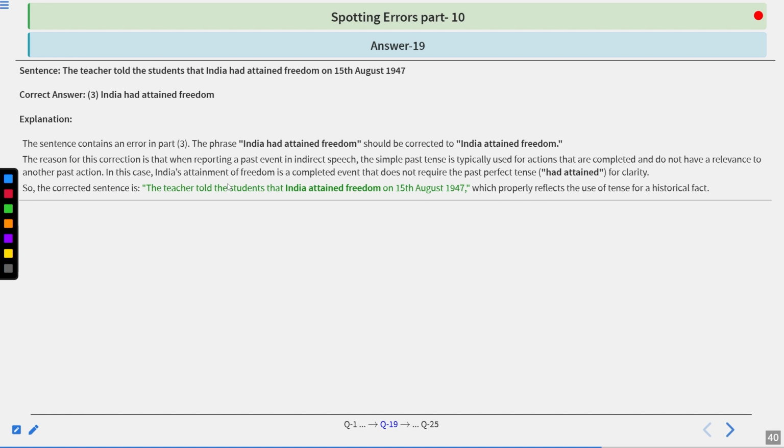The reason for this correction is that when reporting a past event, the simple past tense is typically used for actions that are completed and do not have relevance to another past action. In this case, India's attainment of freedom is a completed event that does not require the past perfect tense, had attained, for clarity. So the correct sentence is: the teacher told the students that India attained freedom on 15th August 1947, which properly reflects the use of tense for a historical fact.